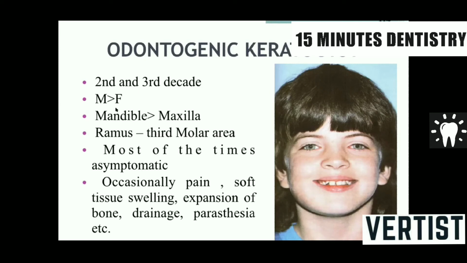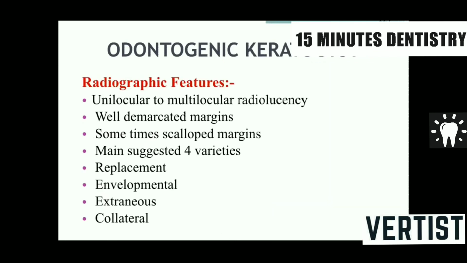Although it is written that it's most common during the second and third decade of life, it has a bimodal age incidence, slightly more common in men, slightly more common in the mandible, common in the molar ramus area of the mandible. There could be mild pain, soft tissue or hard tissue swelling, expansion of bone, paresthesia if the cyst becomes very large. Radiographically, there could be unilocular or multilocular radiolucency with smooth or scalloped borders.